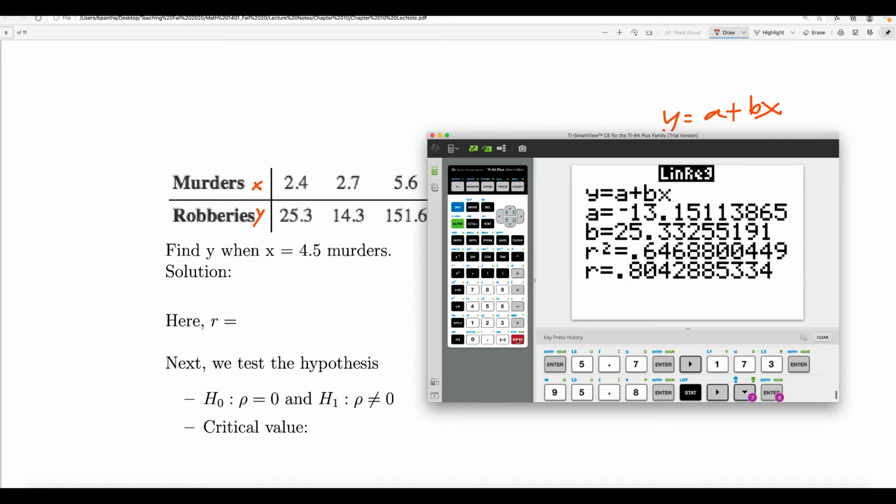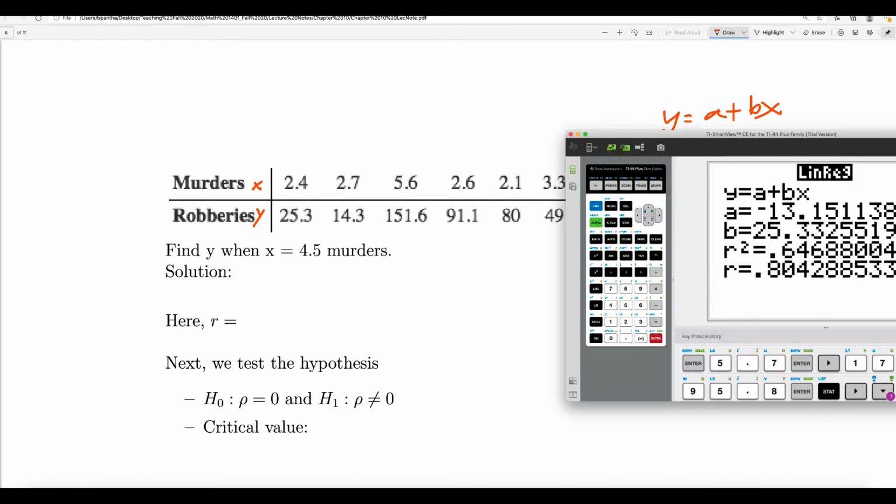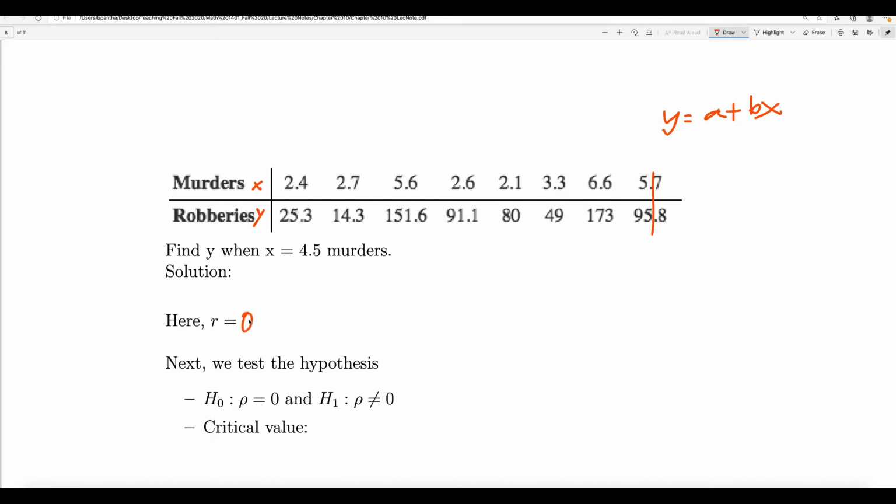So you get a is negative 13.15, b is 25.33, and r squared is 0.64, so r is 0.8042. It looks like there is a positive linear relationship in the sample at least, right? But we don't know about the population. So we want to test whether that is true in the population or not.